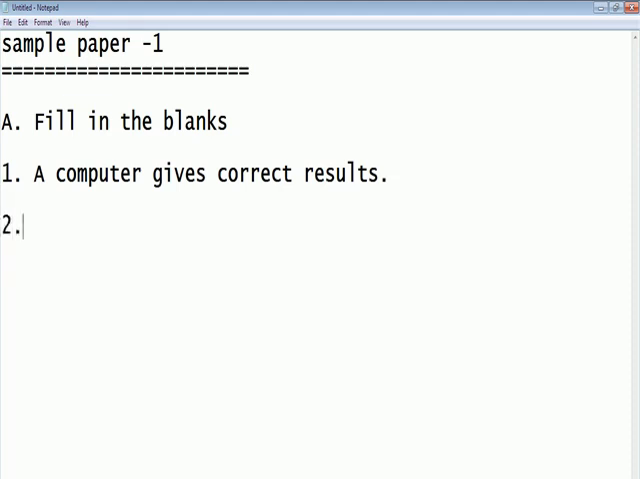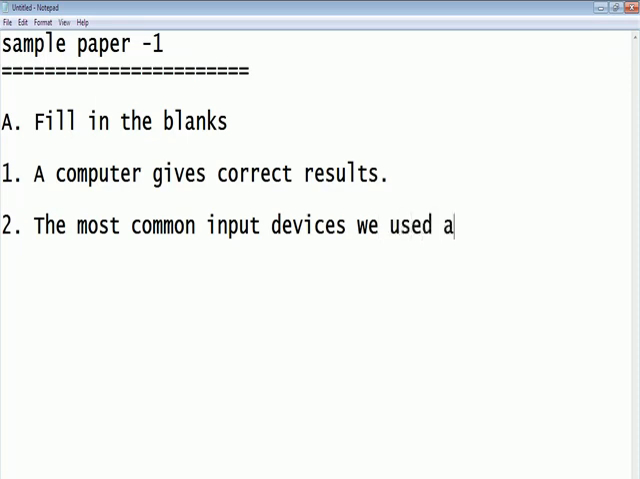Now second question. The most common input devices we used are keyboard and mouse. So the answer is keyboard and mouse.